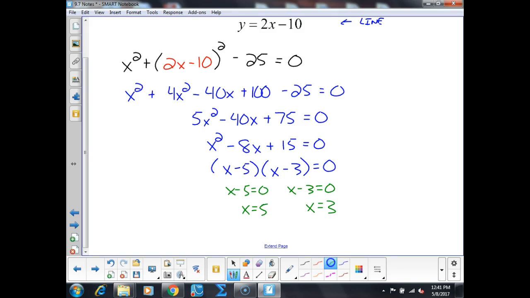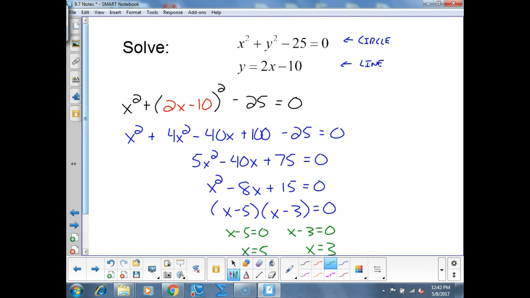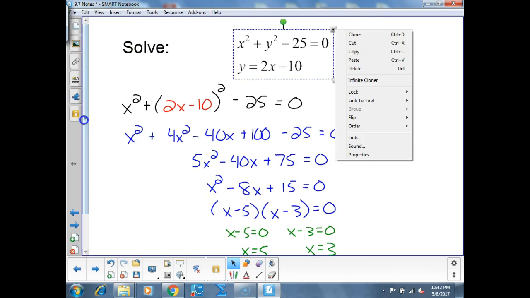Yes? What's up, Kel? Where you start with 5x squared minus 40x plus 75, how did you get to x squared minus 8x? Divided every term by 5. Because 5 was the greatest common factor. Could have factored it without it too. Because it's minus 10. That happens. Not the first time. Okay? So, let me bring this back down now.